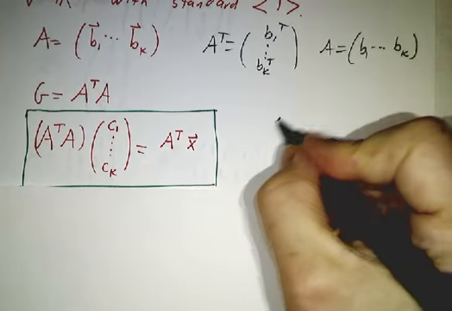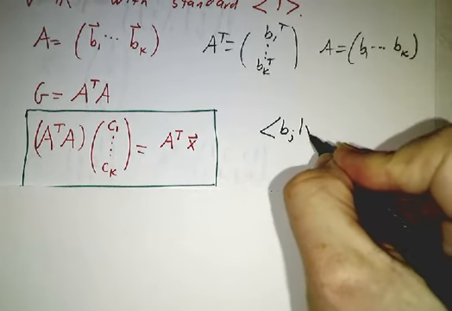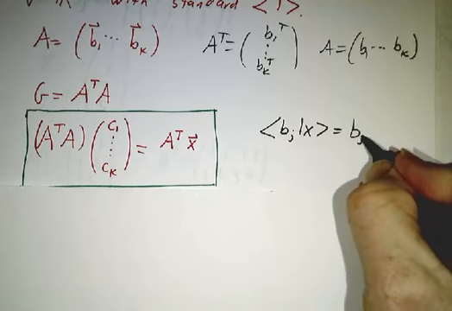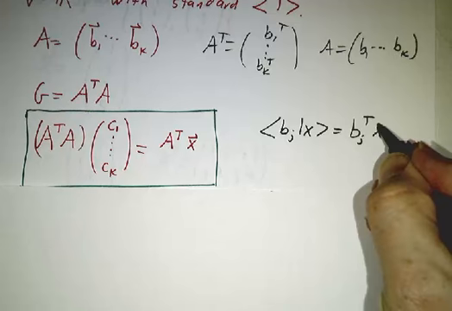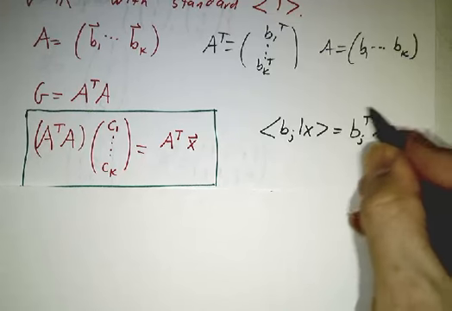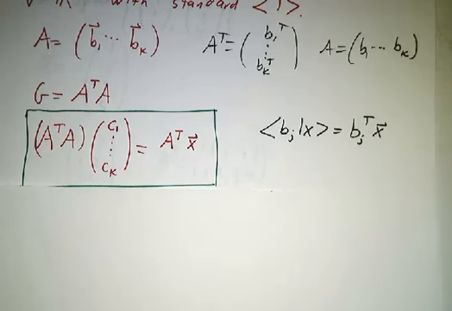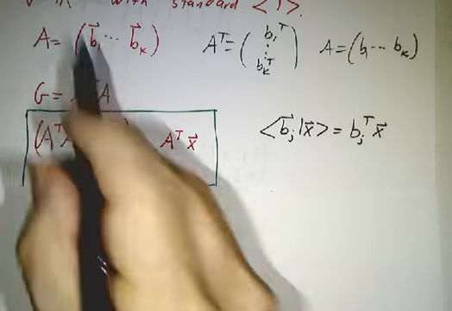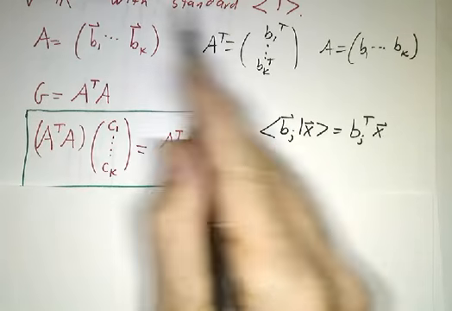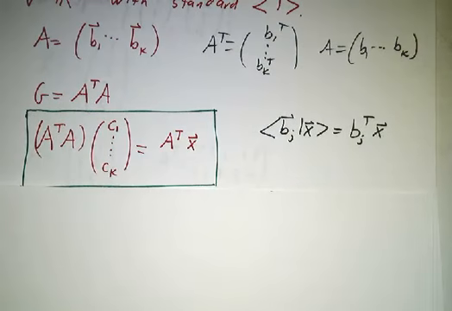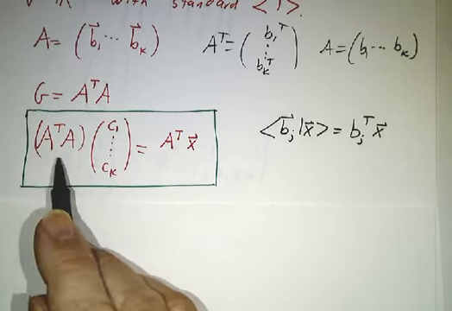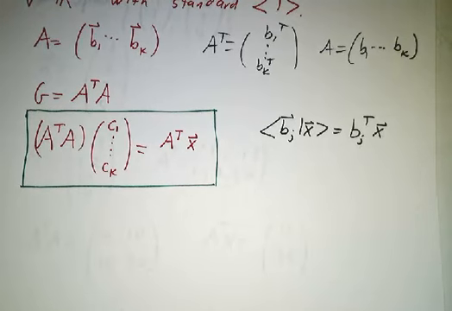and the inner product of any vector with X is the same thing as the product of the row Bj transpose with the column X. Now remember, we're working in Rn, so all vectors are columns and their transposes are rows. So this is what this equation simplified to, and we can go ahead and solve things.